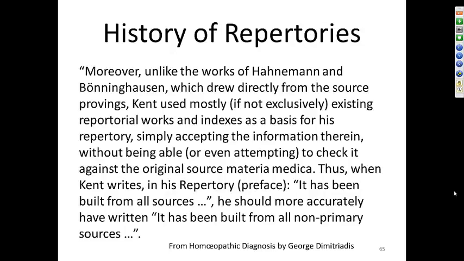Thus, when Kent writes in his repertory preface, "It has been built from all sources," he should more accurately have written, "It has been built from all non-primary sources." So this is quite a criticism of Kent. Kent attempted to do the best that he could with his limited abilities. He didn't speak German, as is pointed out here, and he basically compiled from a lot of information.